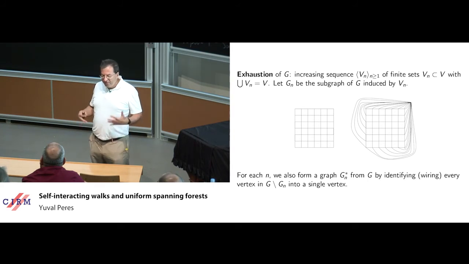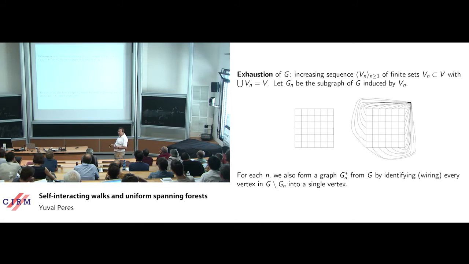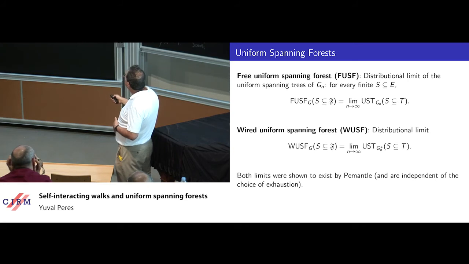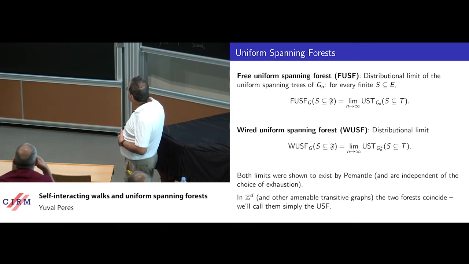Now, if a graph is transient, like Z^d for d at least 3, then the wired uniform spanning forest can be constructed by a version of Wilson's algorithm rooted at infinity. So you think of a root at infinity, and you run a loop erased random walk. Well, it's going to go to infinity. Then you start at another node and keep going. I'll say more about this in a minute. So this is the wired uniform spanning forest, the free one as well. Pemantle showed that in general, in any graph, both limits exist. As I said, in Z^d the two forests coincide, and we call them the USF.